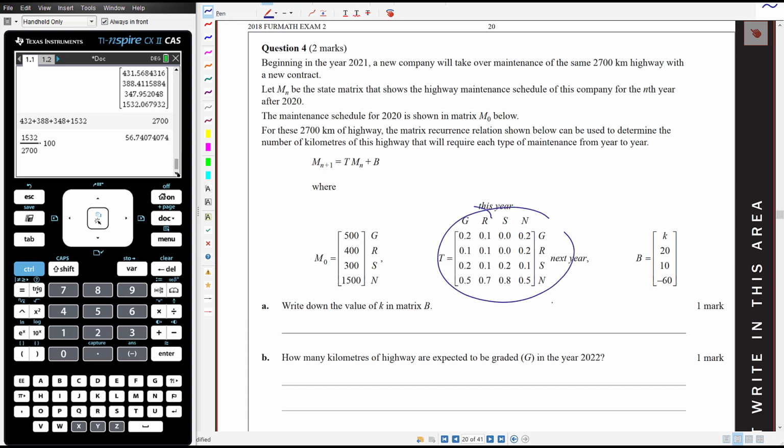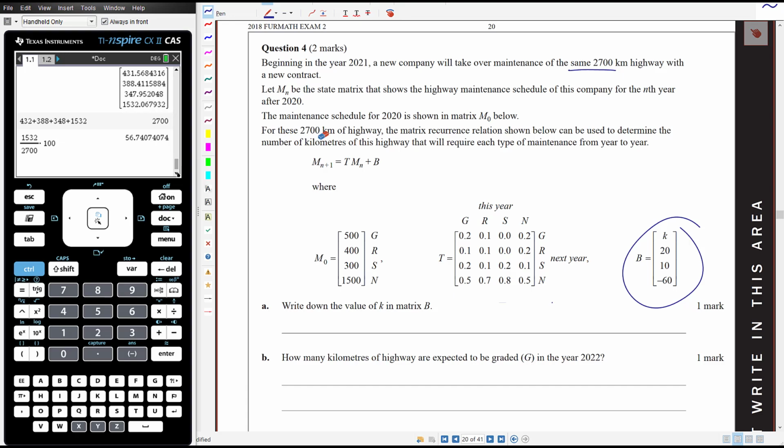Now we've got a transition matrix that's changing the various kilometres, but we're also adding and subtracting a fixed number of kilometres each year. Okay, write down the value of k in matrix B. The key thing here is that there's no suggestion it's anything other than the same 2,700 kilometres of highway, and it's still talking about the 2,700 kilometres of highway for the recurrence relation.